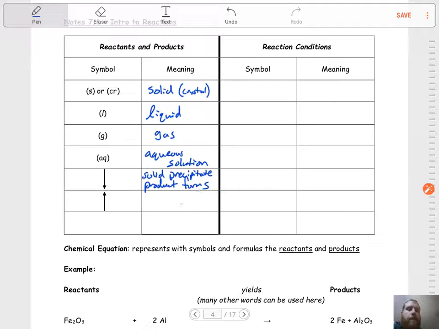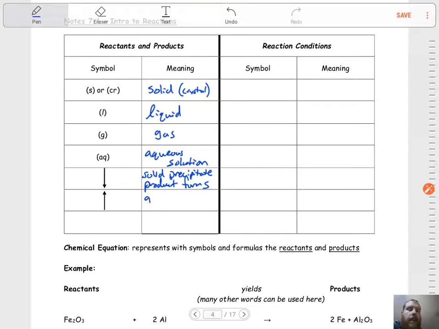Okay, and then the up arrow just means a gas product forms. How can you tell if you have a gas form? Bubbles. All right, that's the big thing. Solid means if you have two liquids, or two solutions that are clear, you'll see a solid. It'll be kind of murky looking. Something would form. All right, now that's in terms of your symbols for reactants and products.